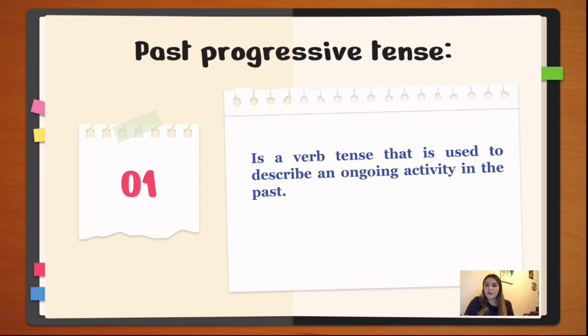For example, I was talking. Yo estaba hablando. Estamos hablando de una acción que se hizo en el pasado y estaba transcurriendo en un periodo de tiempo. Yo estaba hablando. For example, I was talking about past progressive. Yo estaba hablando sobre el pasado progresivo.